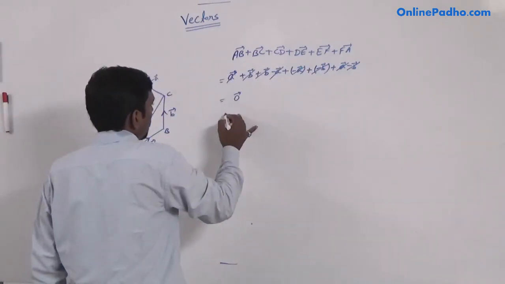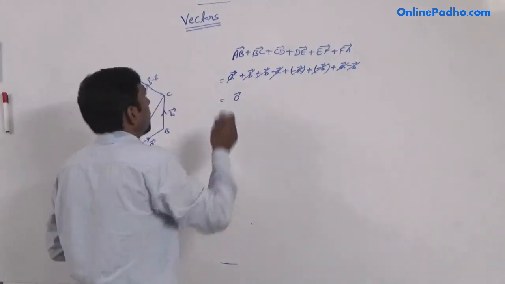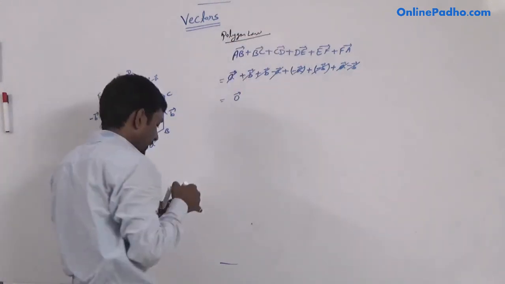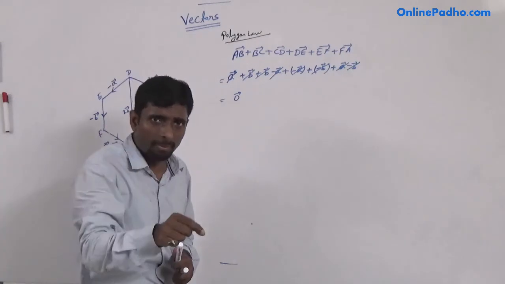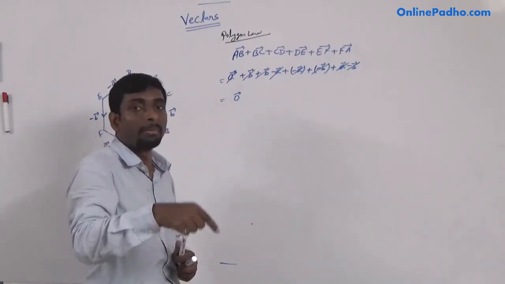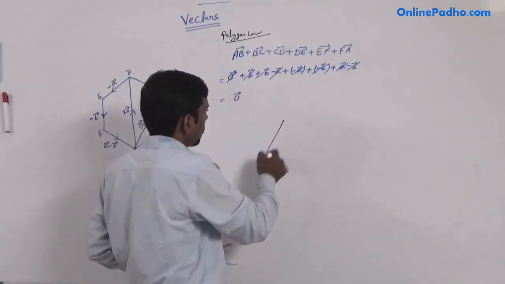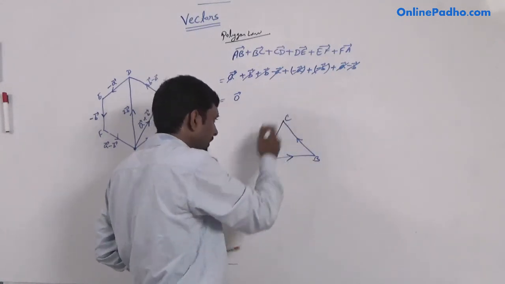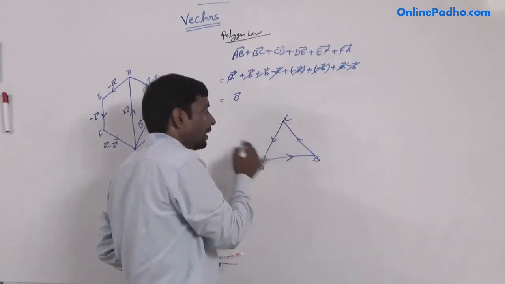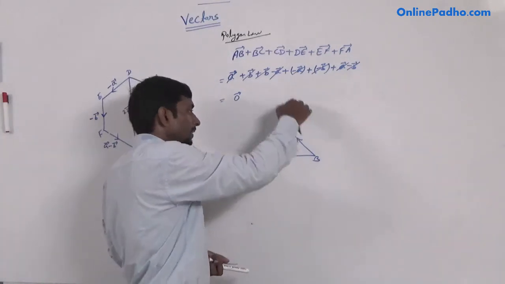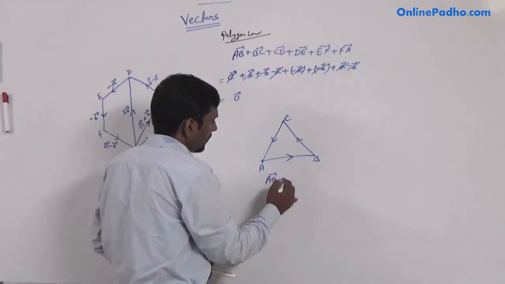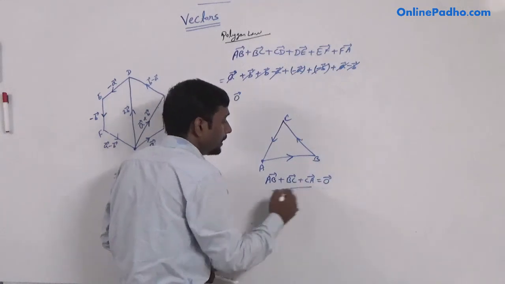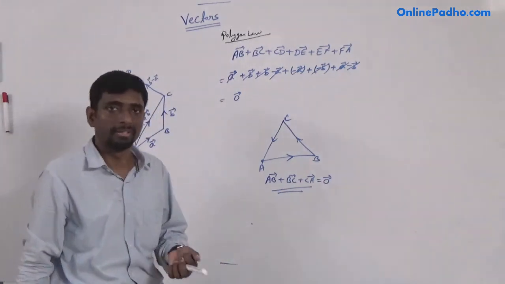So this law is called the polygon law. The polygon law says that in any polygon, if you start from a point and end at the same point, the sum of all the vectors becomes the 0 vector. In a triangle also, if we have AB vector, BC vector and CA vector, started from point A and ending at point A, you can say that AB vector plus BC vector plus CA vector equals 0 vector. This is called the polygon law of vectors, right?